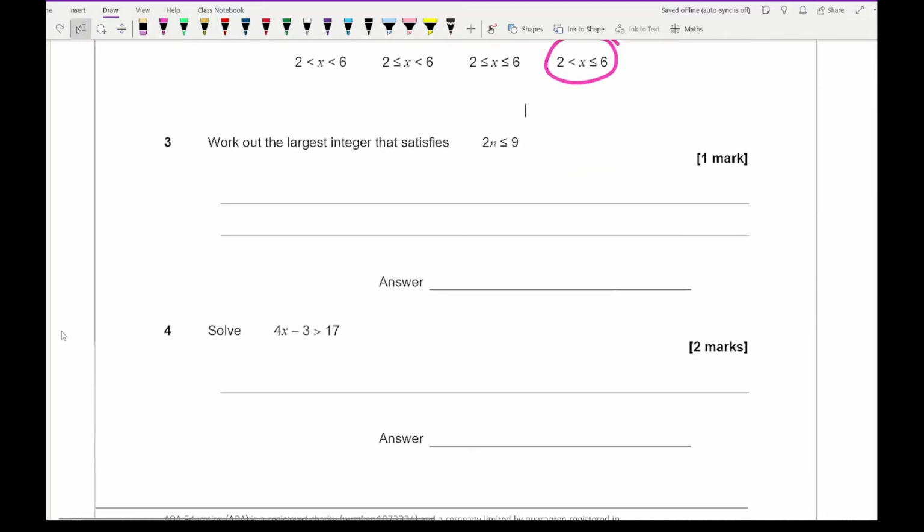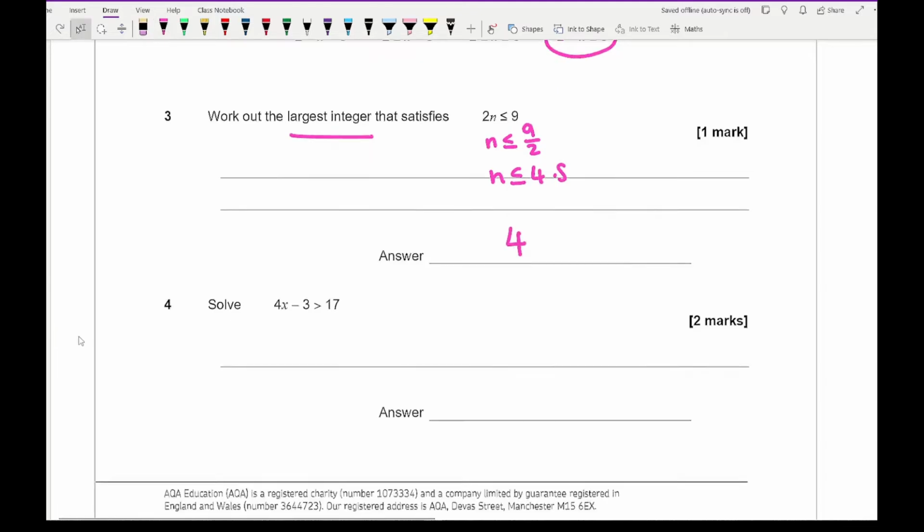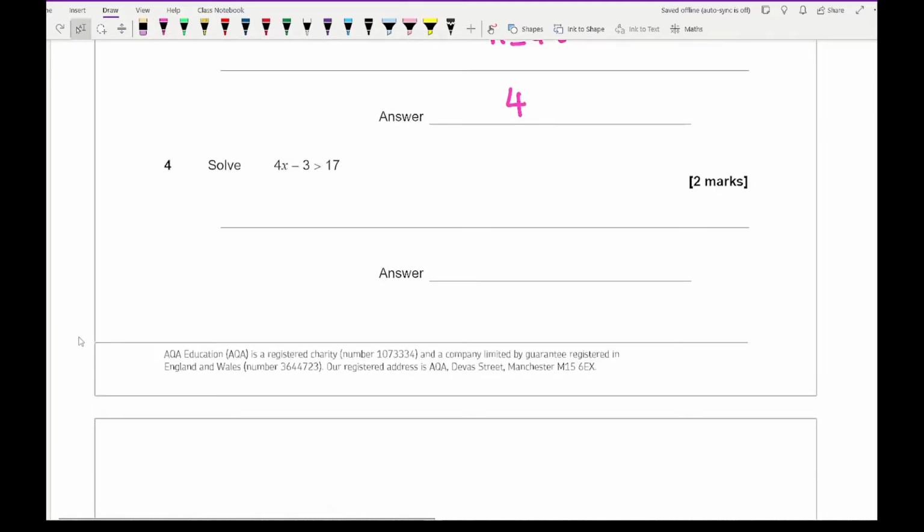For question 3, it says work out the largest integer that satisfies this. So here again we want to try and get n as the subject by itself, so we divide by 2, so that becomes 9 over 2, which then becomes 4.5. So I'm looking for the biggest integer that satisfies, which is less or equal to 4.5, and that's going to be the number 4.